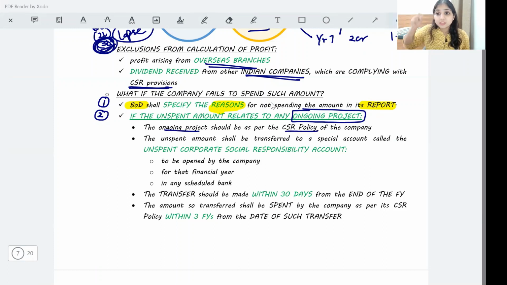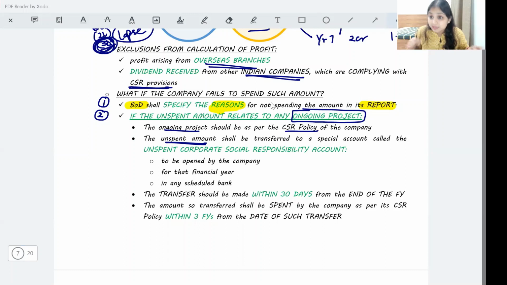And whatever is the shortfall, whatever is the unspent money, whatever is the deficiency, why are we discussing all this? We're discussing all this because you spent less than 2%. Okay, let's say 2% was 2 crores, but you spent only 1.5 crores. So 50 lakhs less you spent.